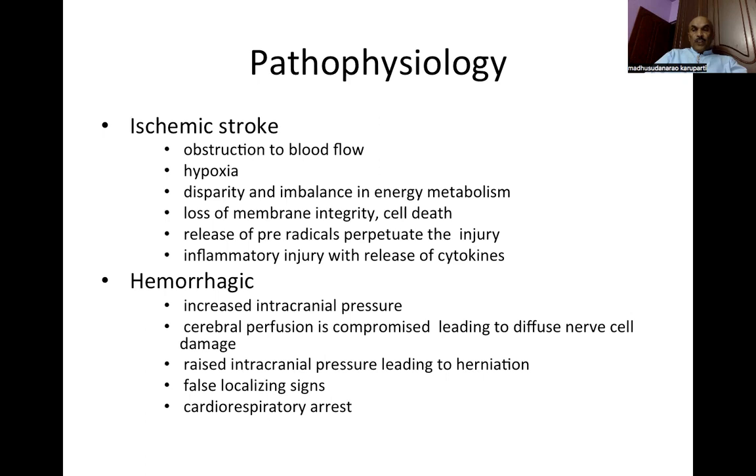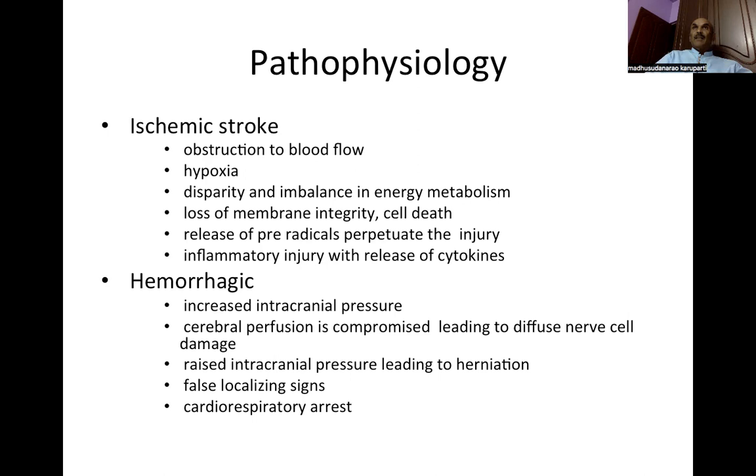Ischemic stroke is because of obstruction to blood flow, and there is gradual deprivation of oxygen supply to the nerve cells. As I told you, nerve cells are very sensitive to hypoxia. Once there is hypoxia, there is not adequate aerobic glycolysis. There is anaerobic glycolysis that results in lactic acidosis, a release of acid radicals. At the same time, there is reduced production of ATP and energy metabolism is imbalanced, which results in loss of integrity of the cell membrane.